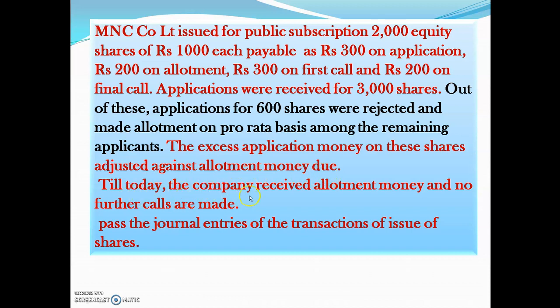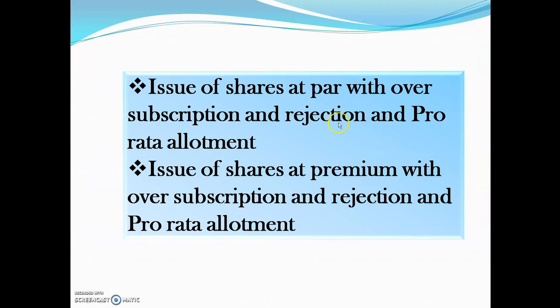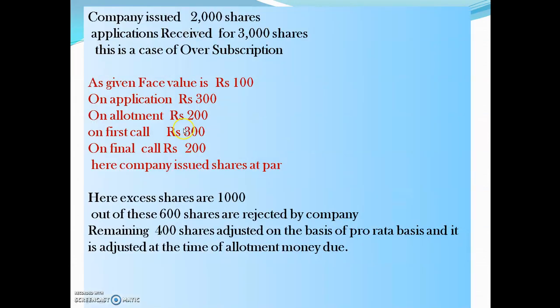Okay, till today the company received allotment money and no further calls are made. Pass the journal entries of the transactions of issue of shares. So this problem is based on issue of shares at par with oversubscription and rejections and pro rata allotment. Now see the explanation.